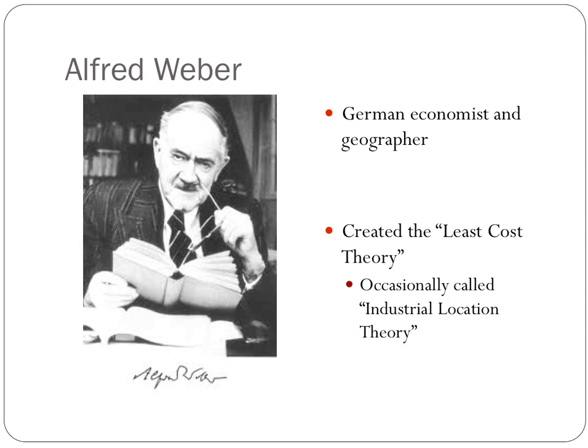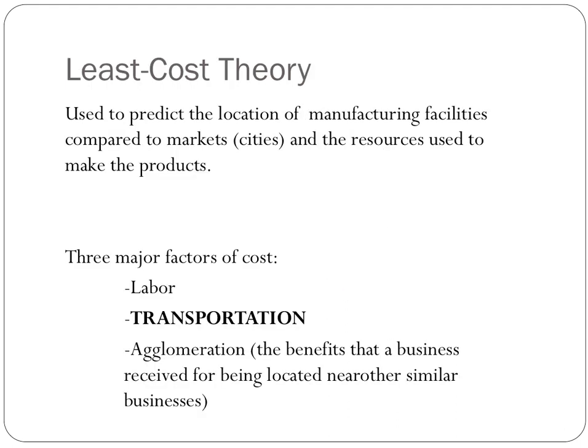So, our newest model is by Alfred Weber, who is a German economist and geographer. And the model is always referred to as least cost theory, but sometimes we'll also hear it called industrial location theory. And Weber was interested in one thing: where should businesses locate their factories in order to convert raw materials into finished goods? So, our least cost theory is going to be used to predict the location of these manufacturing facilities. Where should we put them compared to the marketplace?